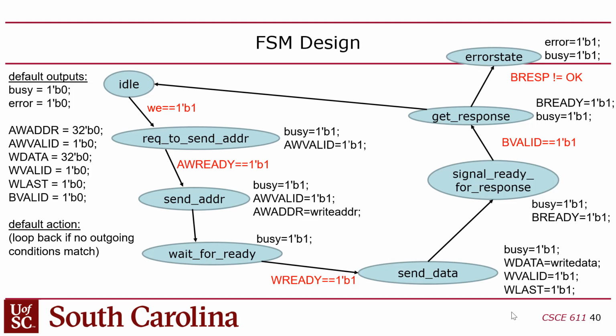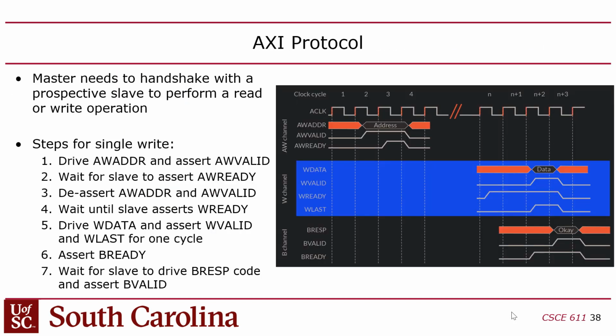I send the address out. I do that for one cycle. And then I go to the next state, which is where I wait for the data bus to be ready, right? So the next phase of the operation is I have the address registered, and now I have to wait for this guy to come online, this write data ready. Once that comes up, then I can send my data and my valid and my last, right?